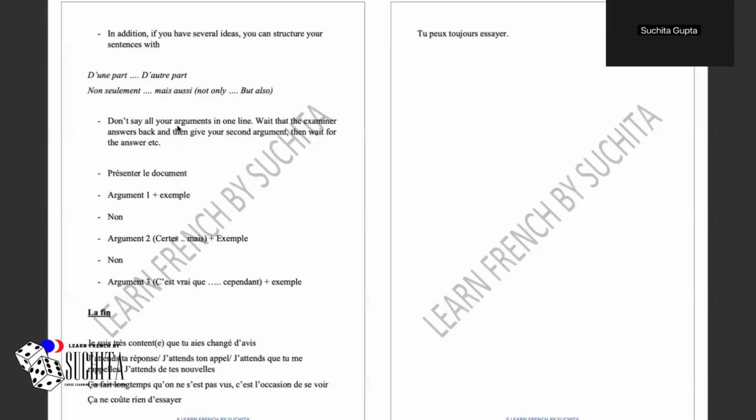Right? Now, don't say all your arguments in one line. Sometimes students think that when the examiner has posed the first problem, let me give two or three arguments in one line only, and then the examiner will be convinced. Even if you give 10 arguments in one line, the examiner has to carry out the conversation for 10 minutes. The examiner will come out with any other problem. So never say all your arguments in one line. Wait for the examiner to answer back, then give your second argument, then wait for the answer, and then give your next argument. So first you'll present the document, then the examiner will come out with the problem, then you need to give the first argument along with the example.